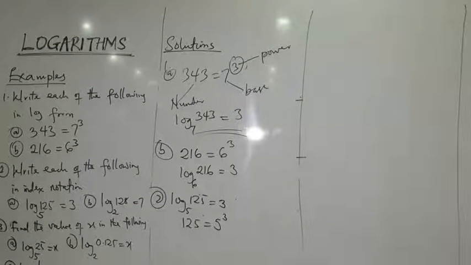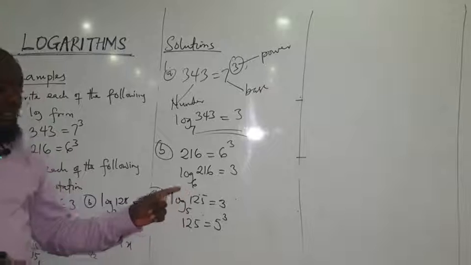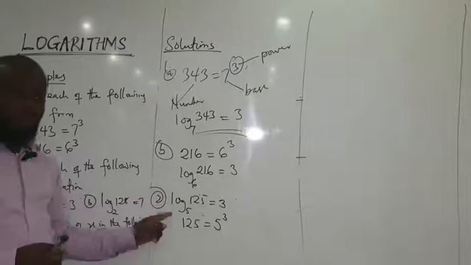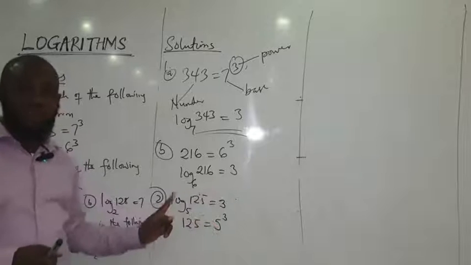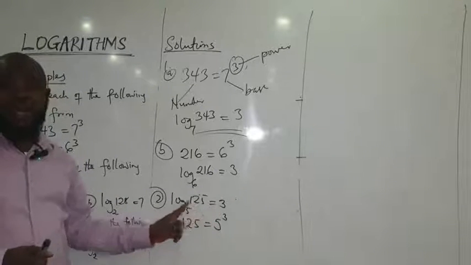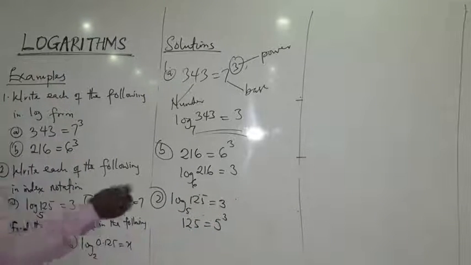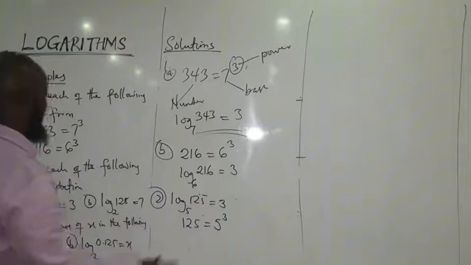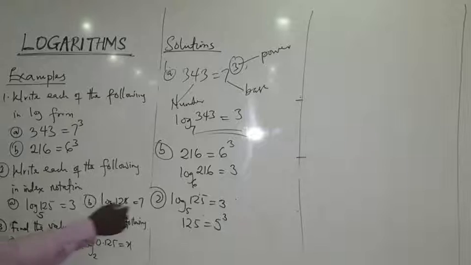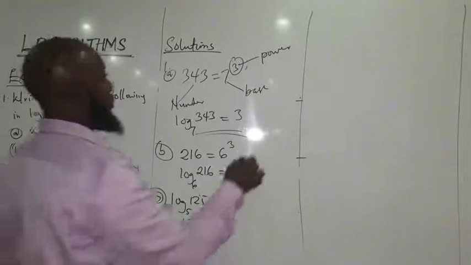You can see, the base in indices is the base in logarithm. That's the same thing. But the power in indices will be the answer to the log of that number in that base. So that means the number equals the base raised to power 3. I hope this is very clear. That is for A.